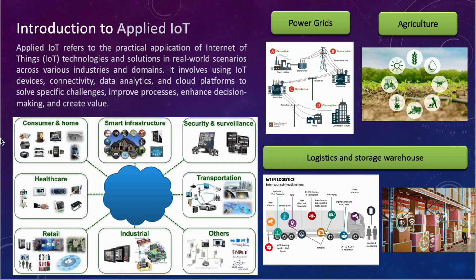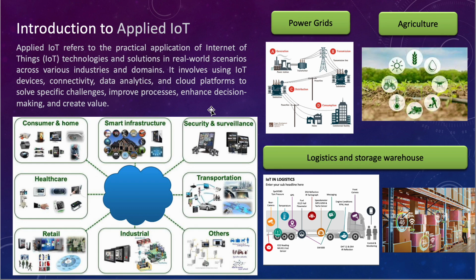Then we took an introduction to applied IoT. Applied IoT refers to the practical application of Internet of Things technologies and solutions in real world scenarios across various industries and domains. It involves using IoT devices, connectivity, data analytics and cloud platforms to solve specific challenges, improve processes, enhance decision making and create value. So this was the definition.